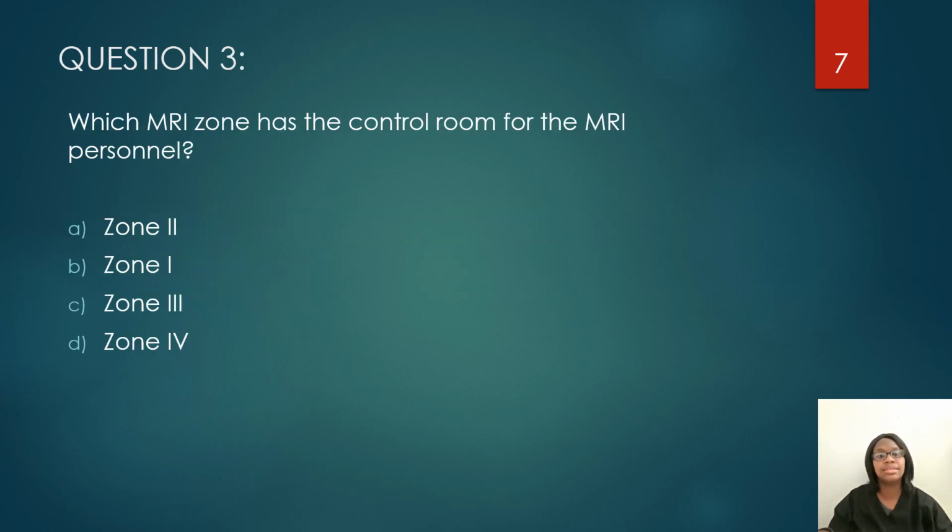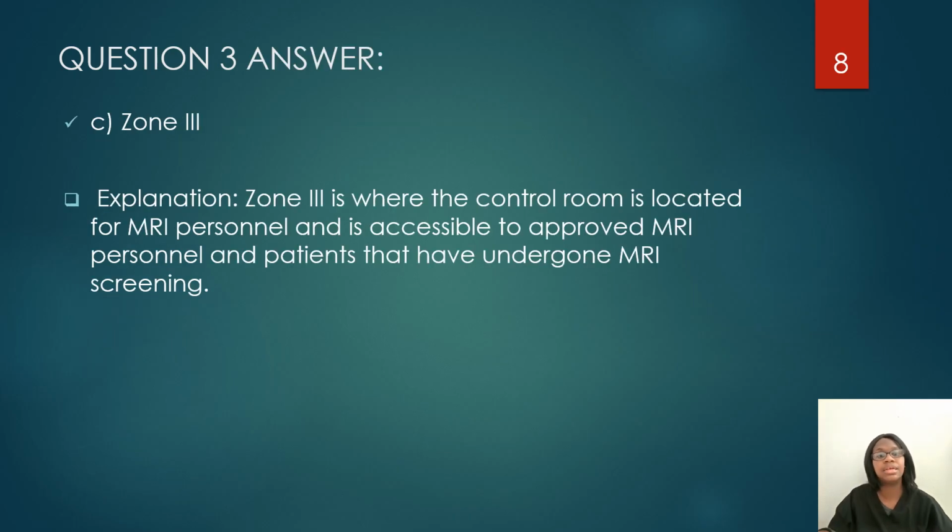Which MRI zone has the control room for the MRI personnel? Is it zone 2, zone 1, zone 3, or zone 4? The answer is zone 3. So zone 3 is going to be the control room, pretty much where the technologists will work in.